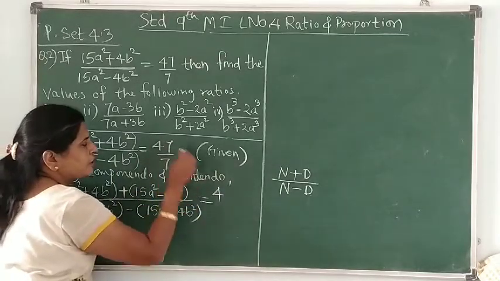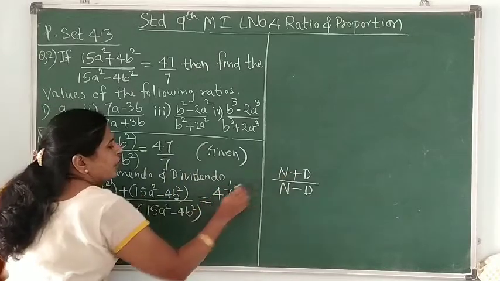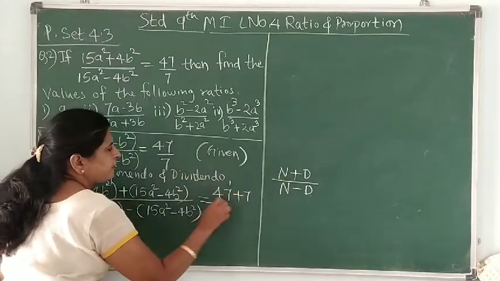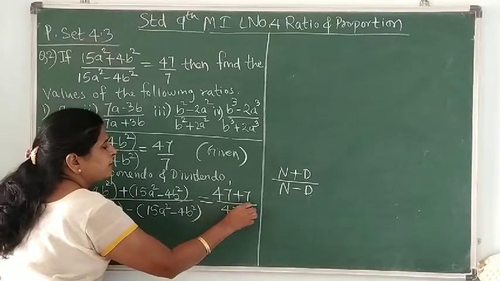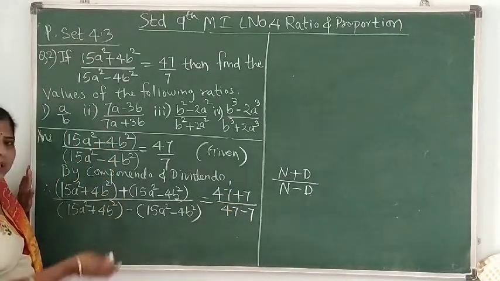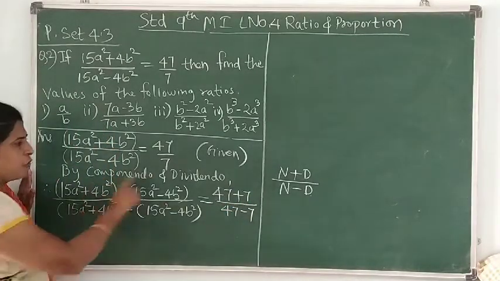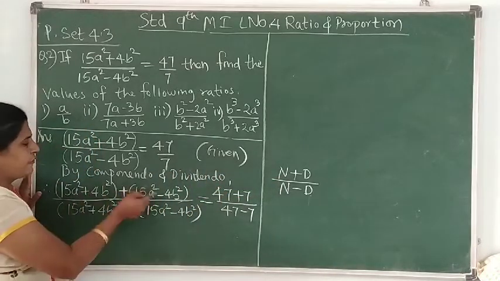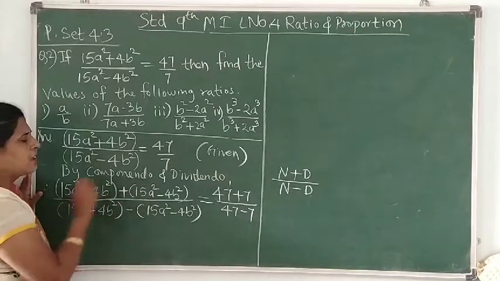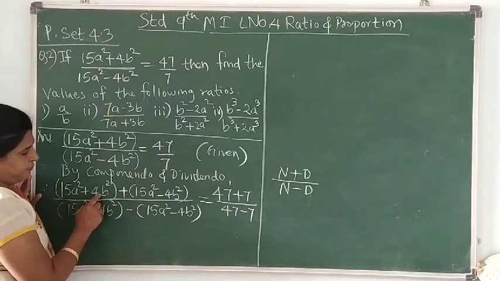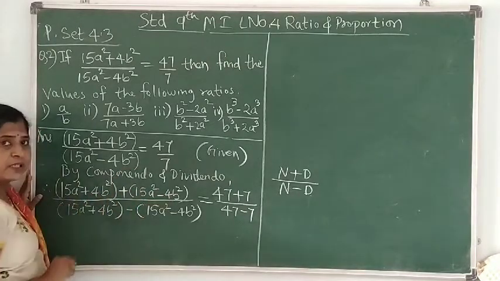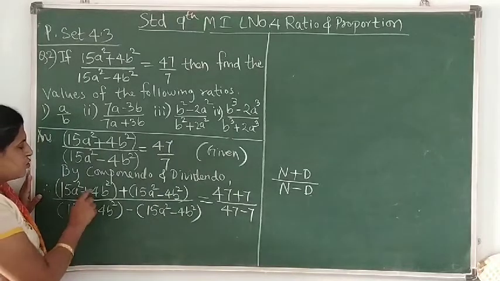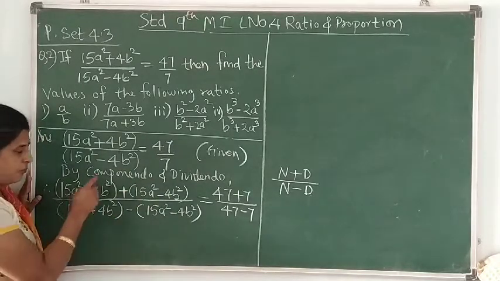Means on the right side, 47 is the numerator. We have to add the denominator, 47 plus 7 upon 47 minus 7. Now let's see what happens because of this. Here you can see the terms are the same with different signs. So when you add, the plus 4b square and minus 4b square will get cancelled. So one term will get cancelled from the numerator.